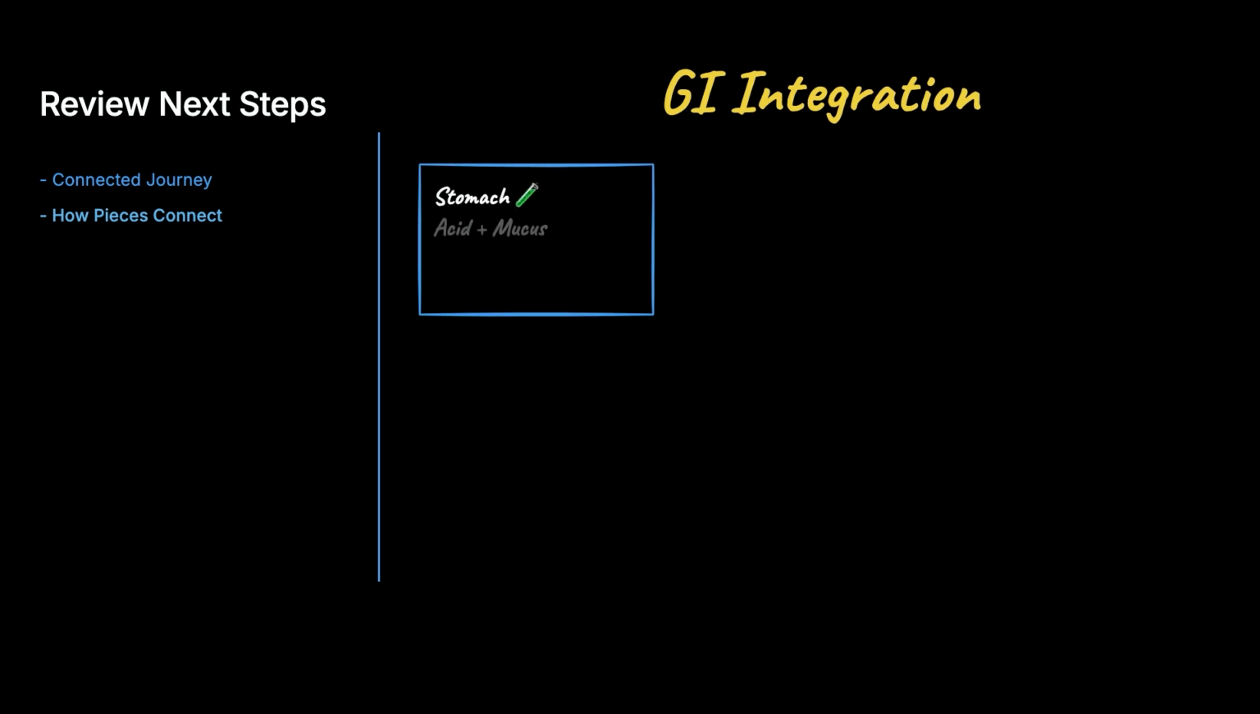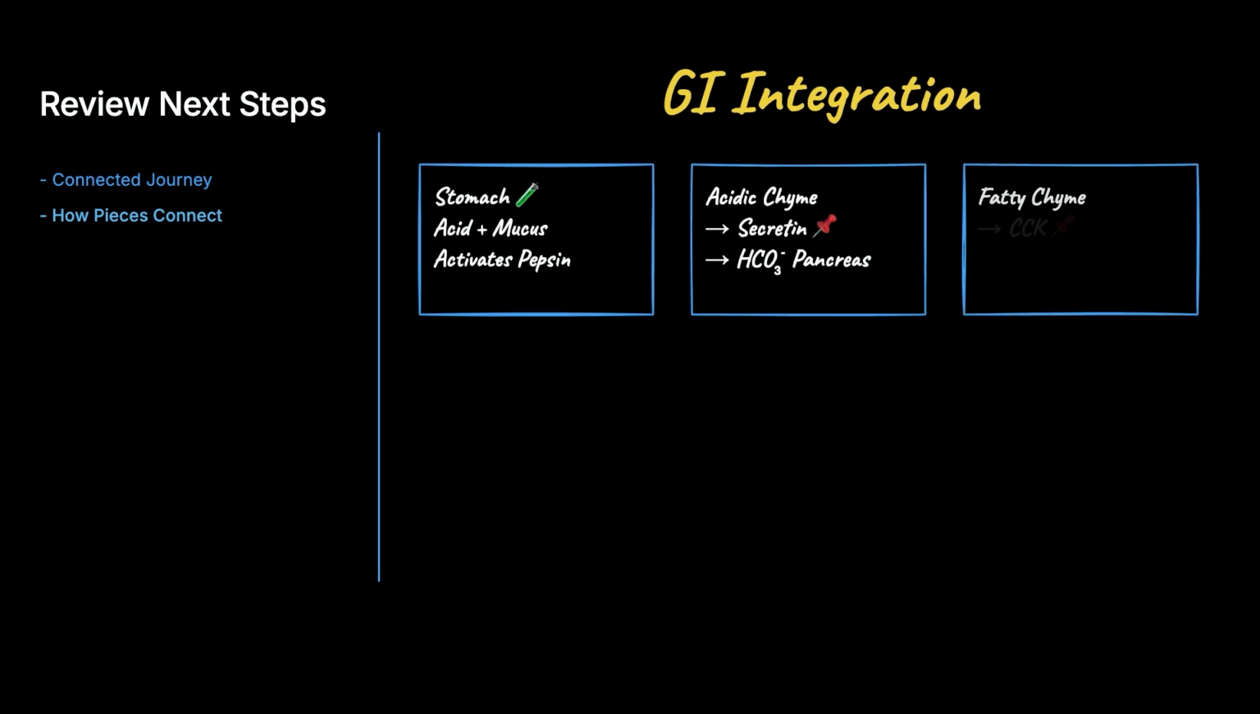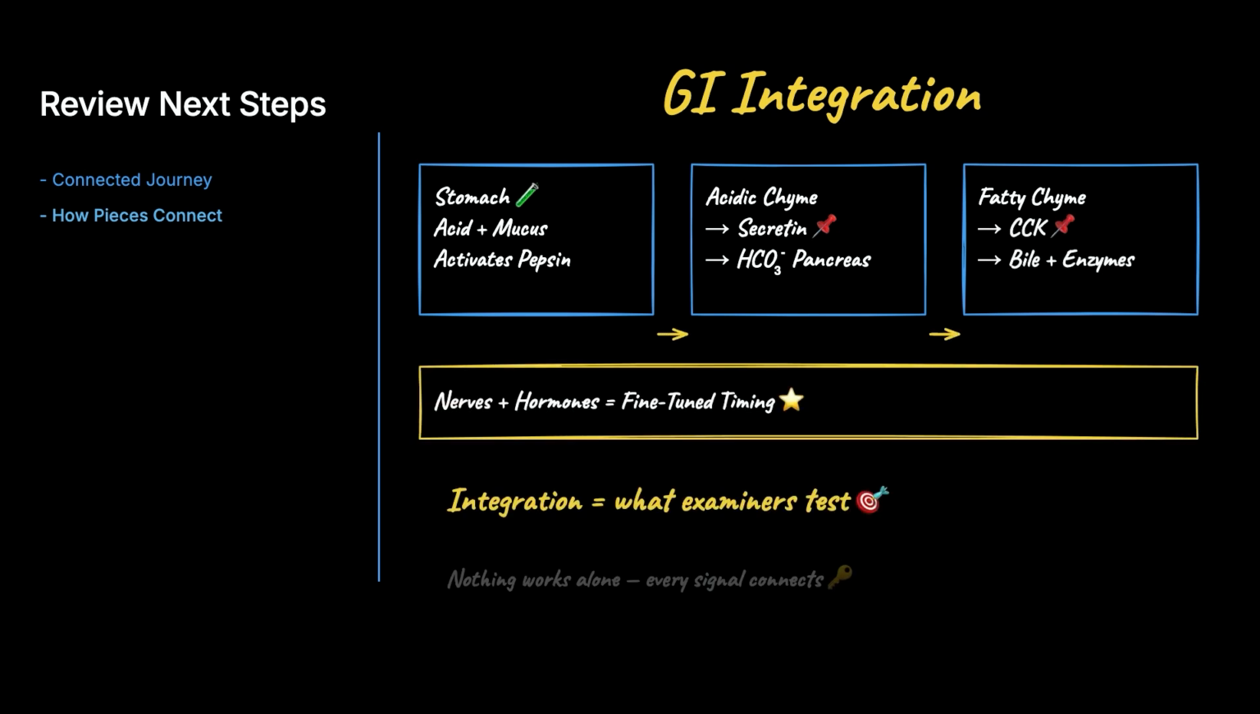See how the pieces connect. The stomach acid activates pepsin and demands protective mucus. The acidic chyme it produces triggers secretin, calling for pancreatic bicarbonate. Fatty chyme triggers CCK, summoning bile and pancreatic enzymes together. Nerves and hormones constantly fine-tune the timing. Nothing here works alone, and that integration is exactly what examiners test.